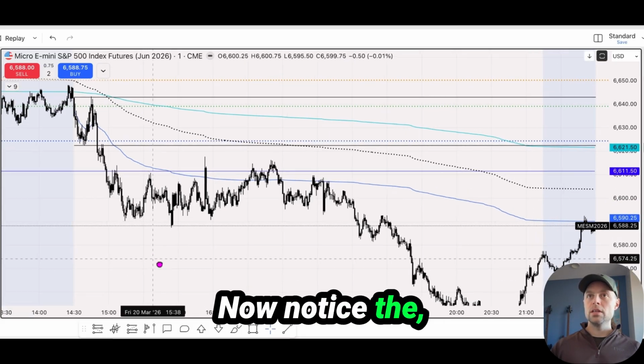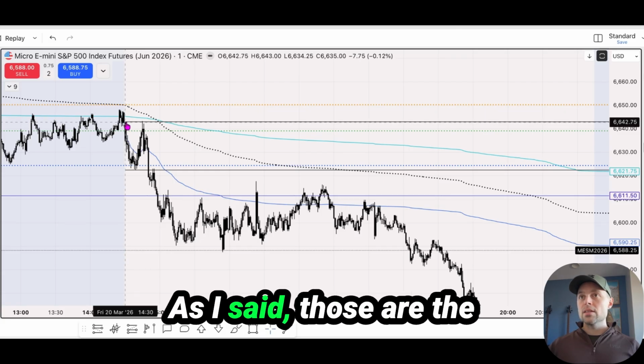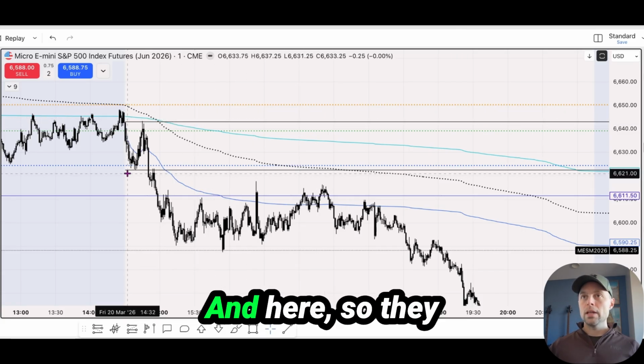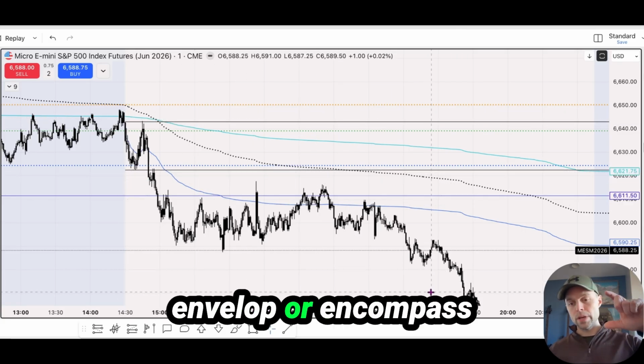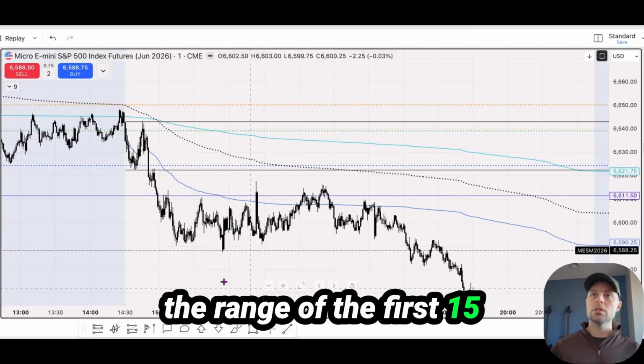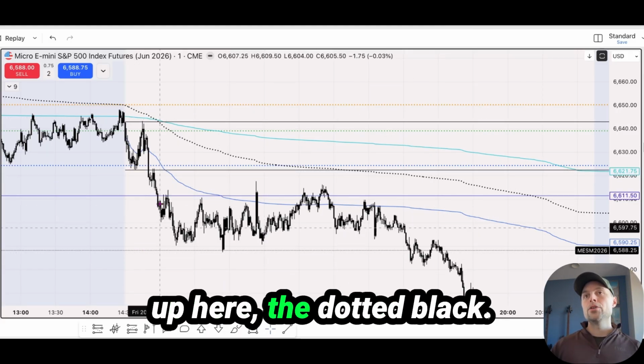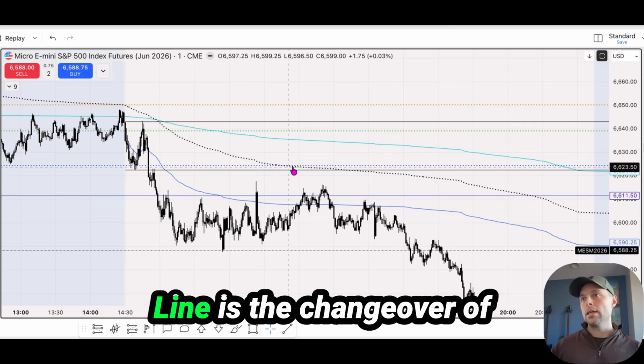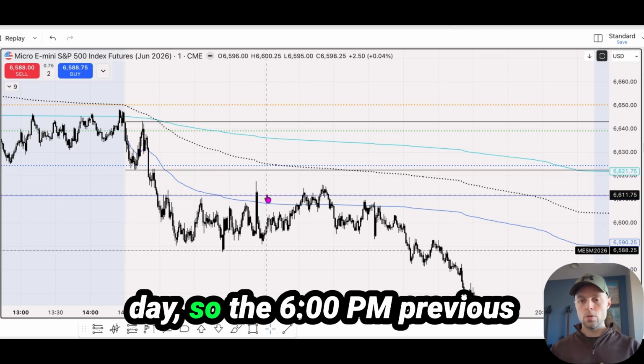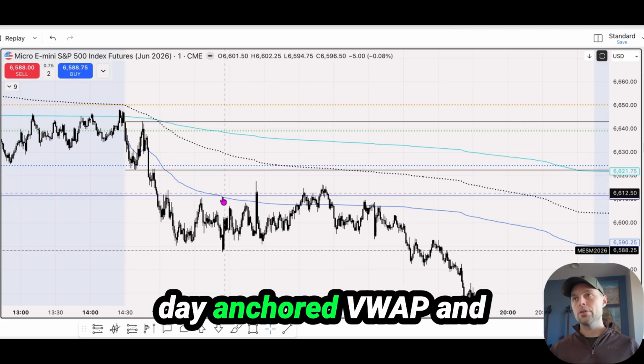Now notice the opening range, as I said, those are the black horizontal lines here and here. So they envelop or encompass the range of the first 15 minutes of the session. You can see the bottom going down here and the top coming up here. The dotted black line is the changeover of day. So the 6 p.m. previous day anchored VWAP.